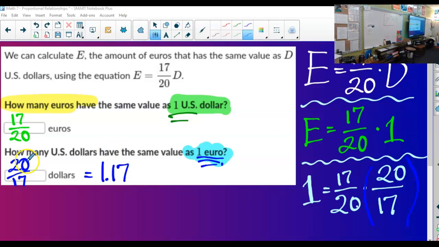I think the fraction's the safer way to put your answer in. I doubt that it wants us to do the decimal, but I just wanted to be able to talk to you guys in money terms. Because if we were talking dollars and cents, the 1.17, it's good to know.